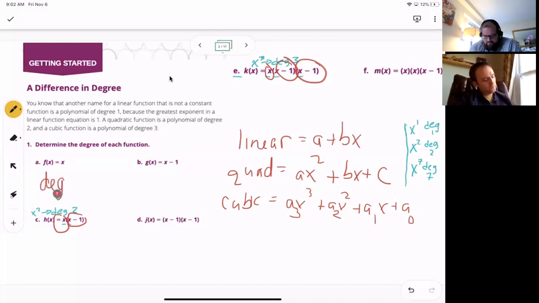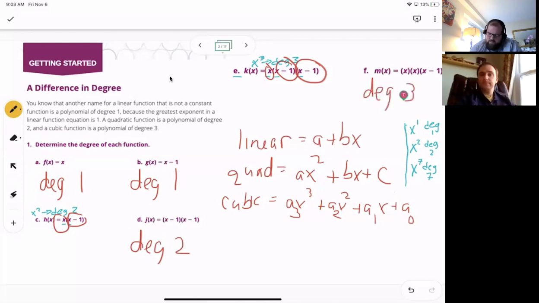So the first one would be degree 1. Second one would also be degree 1. Third one would be degree 2. And then the last one would be degree 3. And that's because, again, we can count 1, 2, 3 x's that we're multiplying together, or 3 linear functions that we're multiplying together.